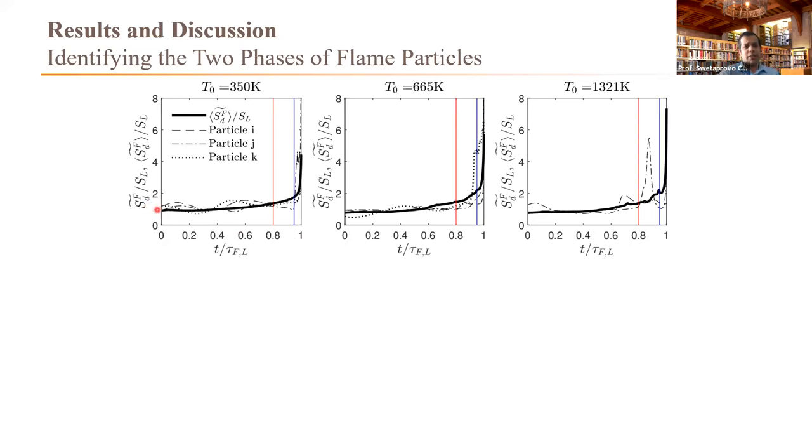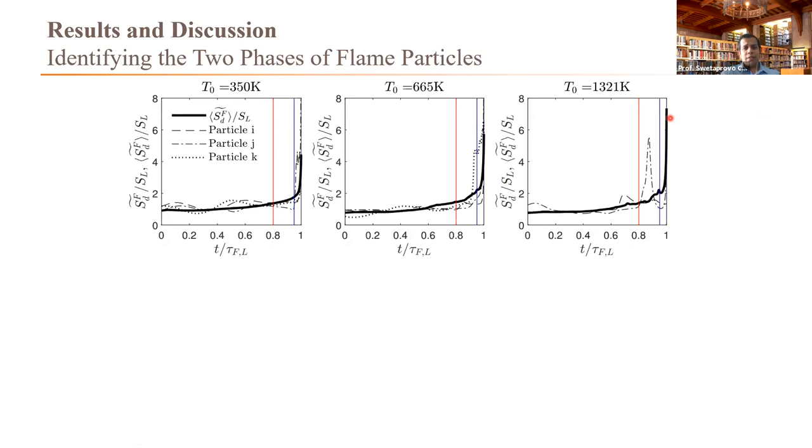So what we see is that, for all these isotherms, 315, 665, 1321, the flame speed oscillates around SD by SL equal to one, or SD tilde, that is the density weighted flame speed by the unstretched planar laminar flame speed, equal to one. It oscillates in the neighborhood of one for the most part of their lifetime, until about 0.8. And then at the end of their lifetime, it just shoots up. The shooting up is even larger for the higher temperature isotherms.